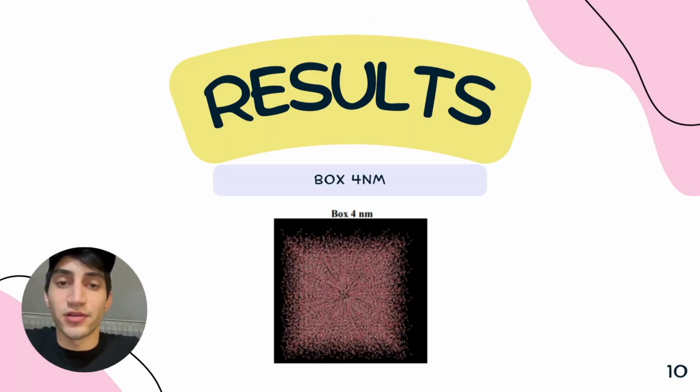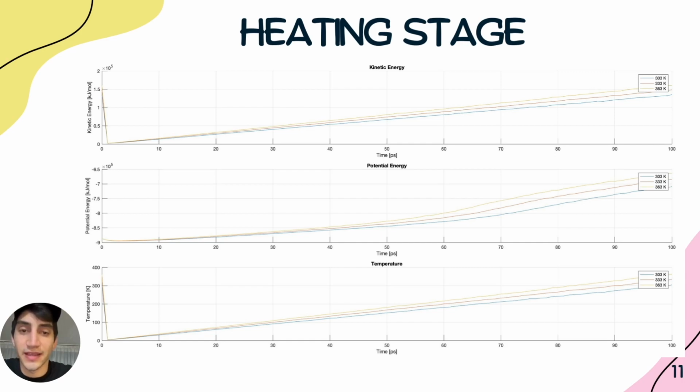Now we will present the results of the 3 simulations. Each of them were made in a box of 4 nanometers, and each had a different temperature. Okay, so first we'll analyze the heating stage, which is the part in the simulation where it is programmed to add heat to the system so that the molecules gain kinetic energy and the temperature rises. We can see in all graphs that the time will be measured in picoseconds, which is 10 to the negative 12 seconds.